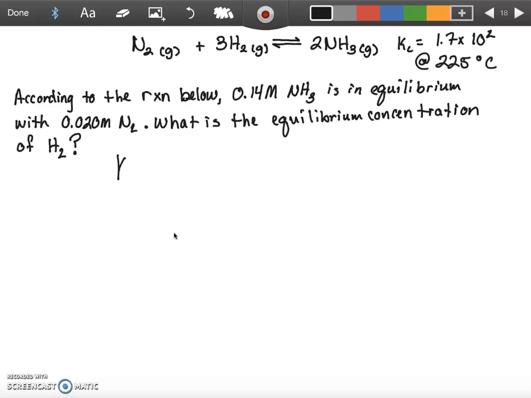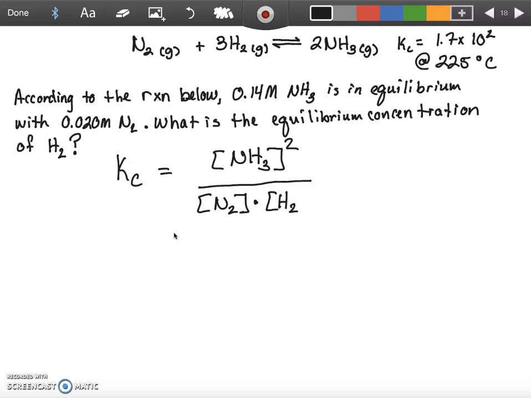Let's go ahead and write our Kc expression. So it's always products over reactants. We have one product again. That's really nice. Raised to the second power, since the molar coefficient out front is 2. This time we have 2 reactants, okay? So it's going to be the concentration of N2 raised to the power of its coefficient, which is just 1. We're going to multiply that by the other reactant, which is H2, raised to the power of 3, since the molar coefficient out in front is 3. So here is our equilibrium expression.